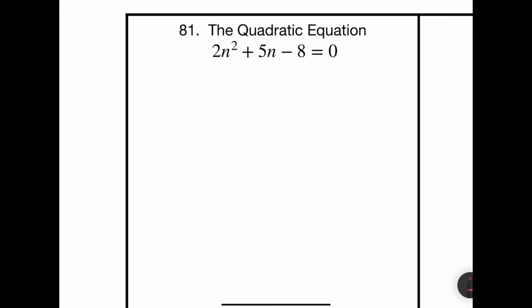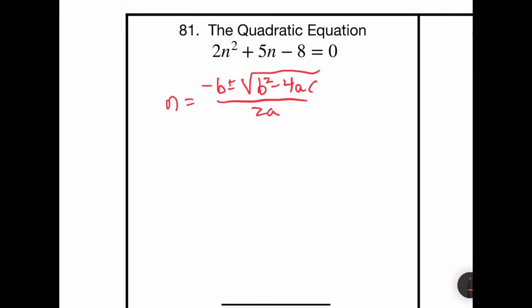Problem number 81 is the quadratic equation. It says 2n squared plus 5n minus 8 equals 0. So if a quadratic equation is not able to be factored and use the zero product property, we have to use a formula. The formula says that the variable, in this case n, is equal to negative b plus or minus the square root of b squared minus 4ac all over 2a.